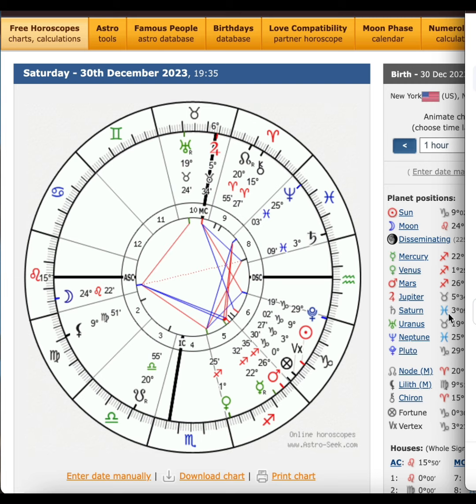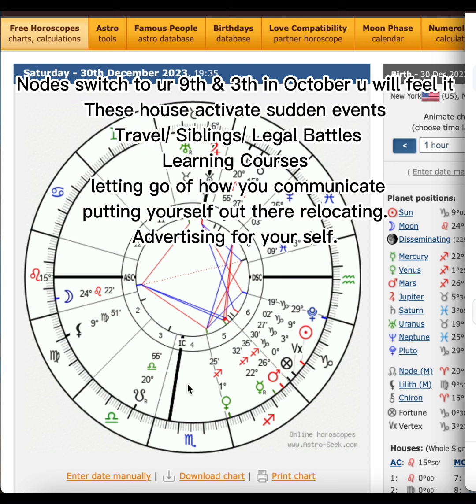Yes, that is June. So we did the nodes will be switching main hitters into your ninth and third. That helps you get certificates, get government stuff. Your mother's home may also be changing, so pay attention to that as well, because the third is, if you don't live with your mother, okay? If you don't live with your mother, there are changes happening to her, so please keep that in mind.